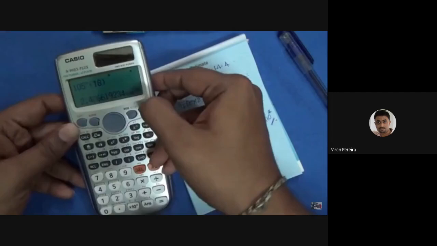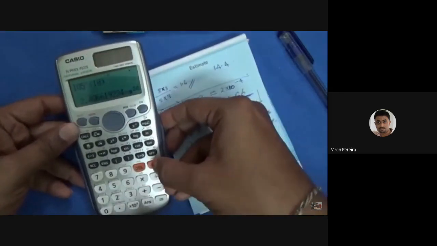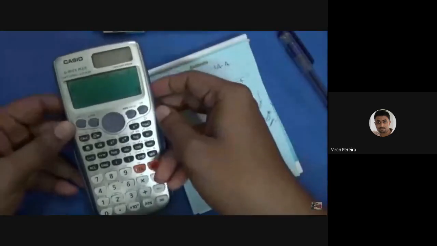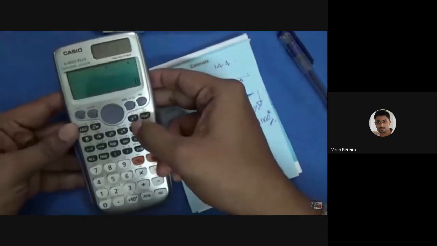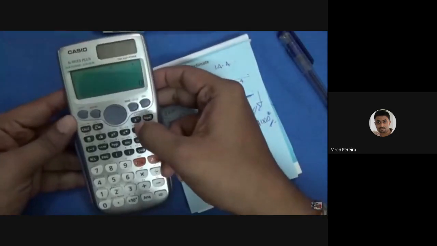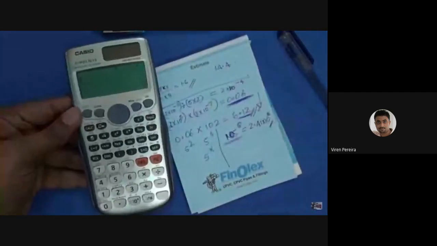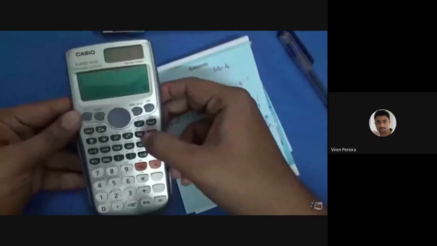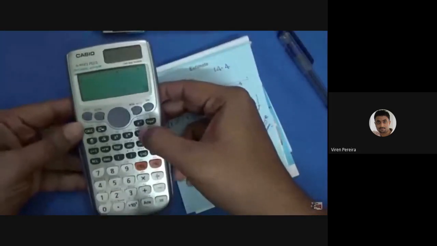Now, pressing AC again, the other thing we have to see is the log. When you come to engineering studies, we don't need a log table because the scientific calculator already provides us that option.